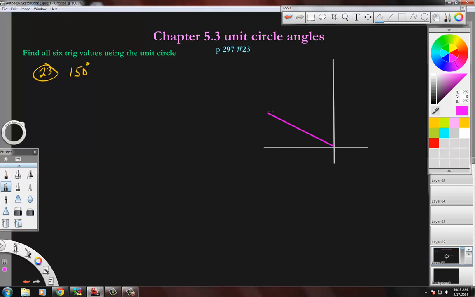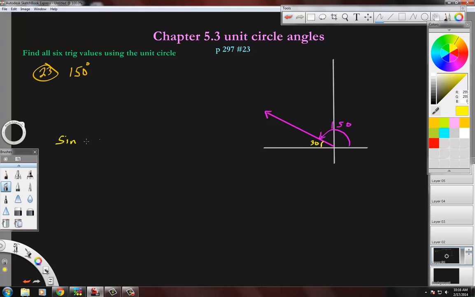Because 150 degrees would come this way. All right, so that's 150. So that makes this angle here 30. Now, to review how to get this, let's go ahead and set this up.